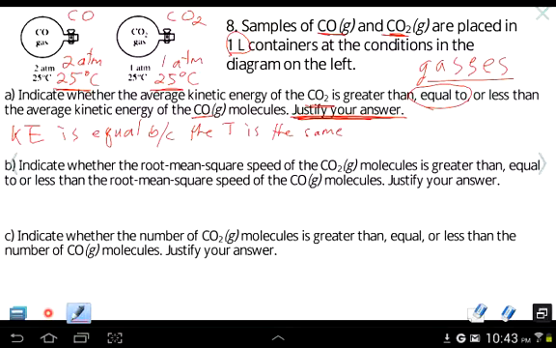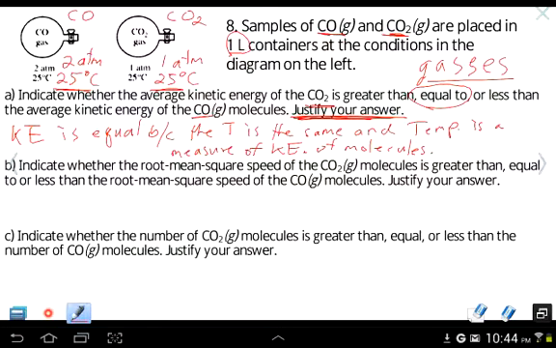And we could say temperature is a measure of the kinetic energy of molecules. That's the idea. As long as we're at the same temperature, the amount of kinetic energy is the same. Now, question B.